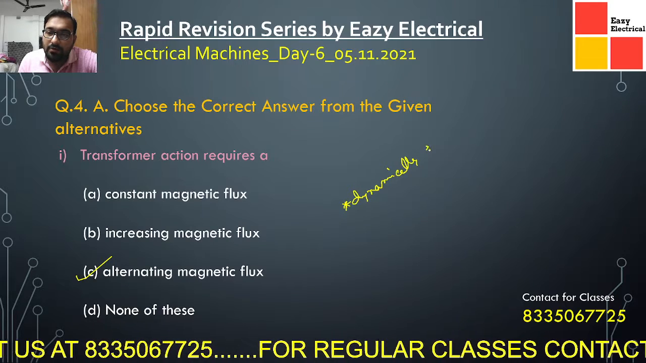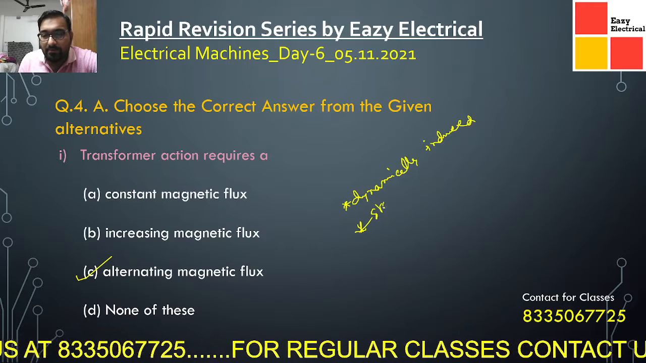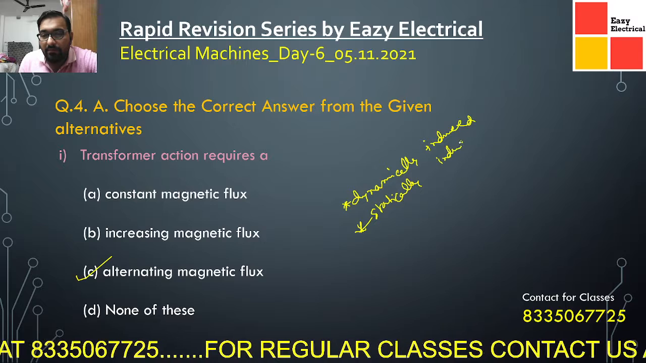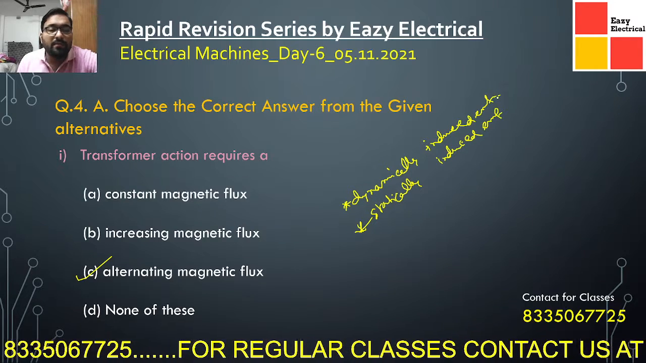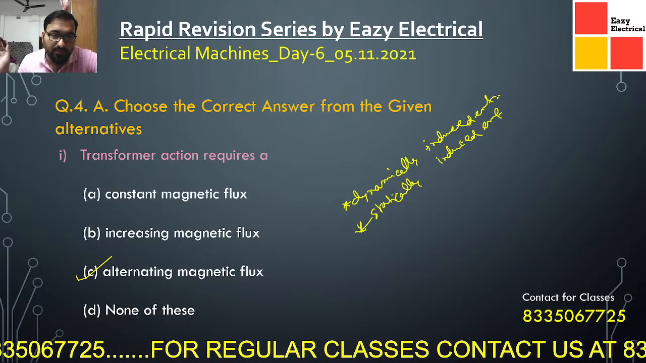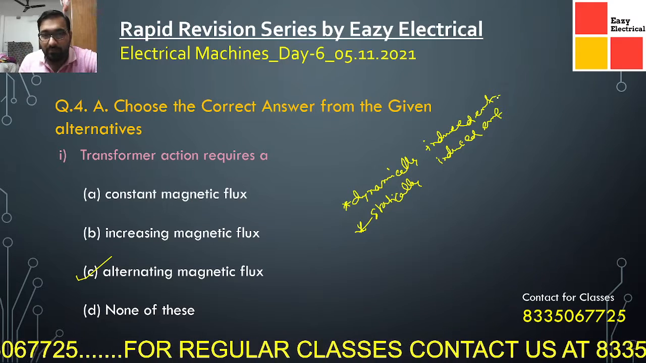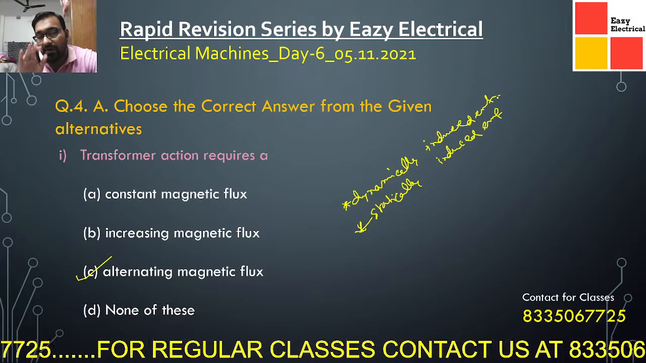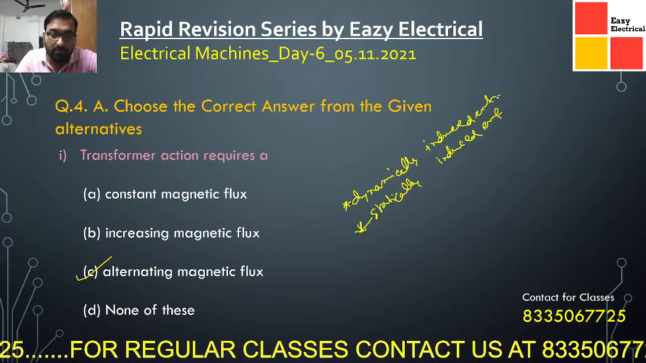Dynamically induced EMF. Another one we have is called the statically induced EMF. Now, dynamically induced EMF we observe in DC generators and alternators as well. But statically induced EMF is observed in the transformer, where the alternating magnetic flux in one coil induces the voltage in the other coil. Okay, so that is the main point.